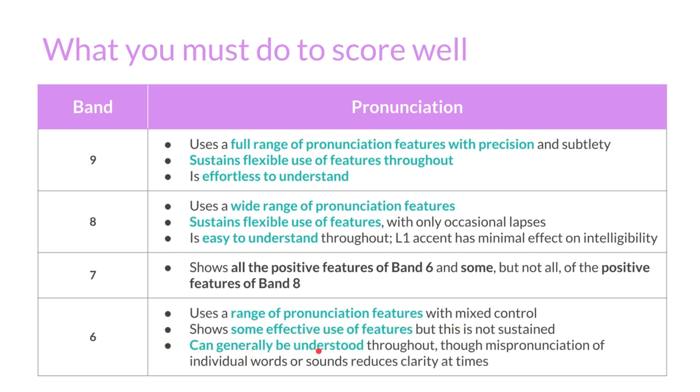So maybe the examiner may not be able to understand you completely. Of course, that is ideal. That's what we want to aim for. But even if you are understood for most of the time, or you're generally able to be understood, then you'll get a band 6. So the better you perform on the positive features of band 6 and band 8, the more likely you are to get a band 7.